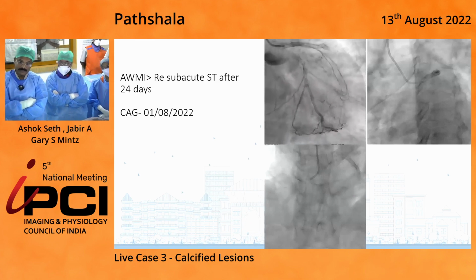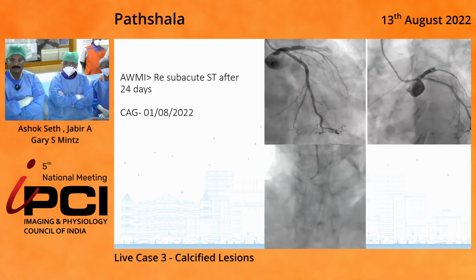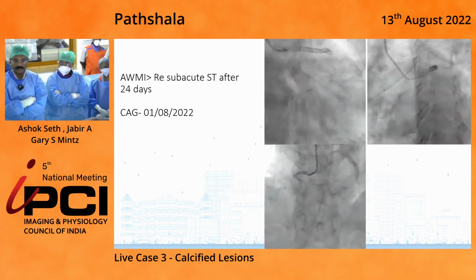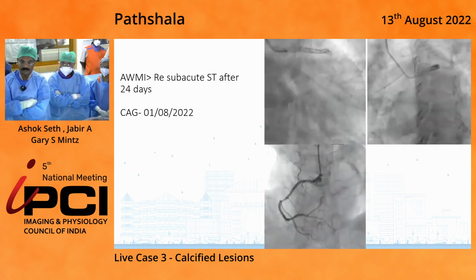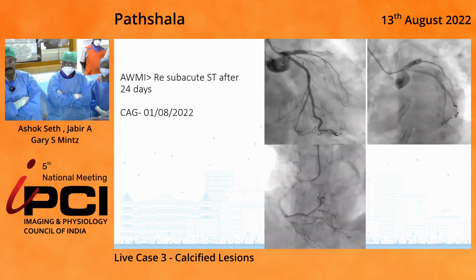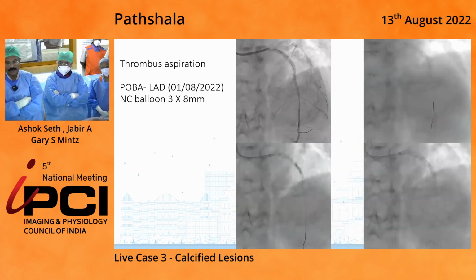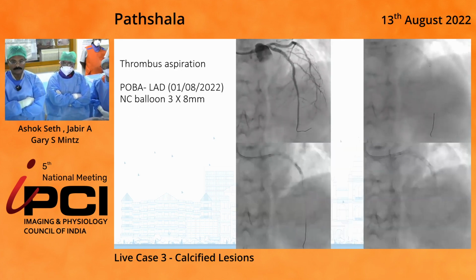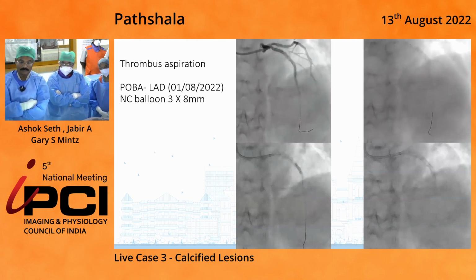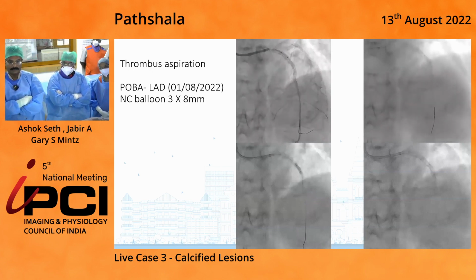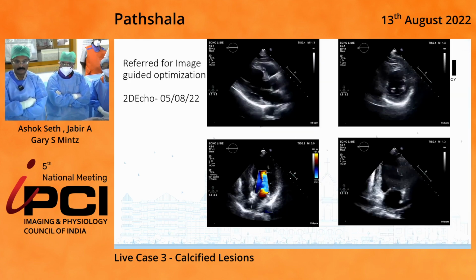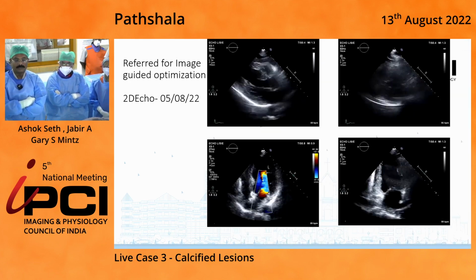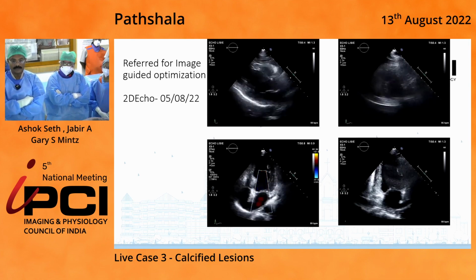And the patient presented again with a subacute stent thrombosis after 20 days of the first subacute stent thrombosis. That is 1st August 2022. Next. Again, thrombus was aspirated. A balloon angioplasty to the LAD was done with a non-compliant balloon of 3 into 8 millimeters. Next. She was referred to our center for further management.